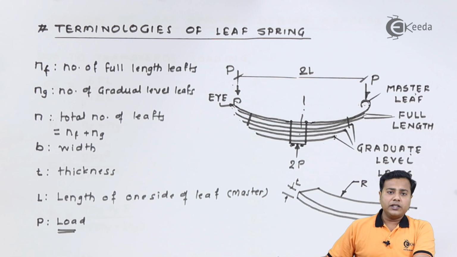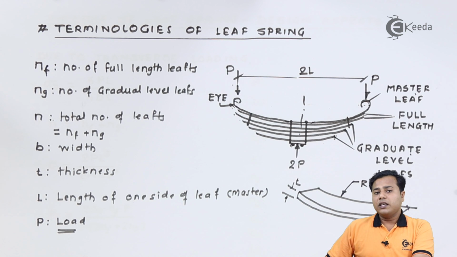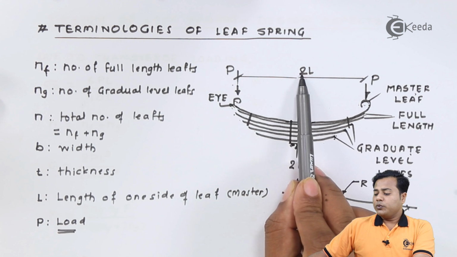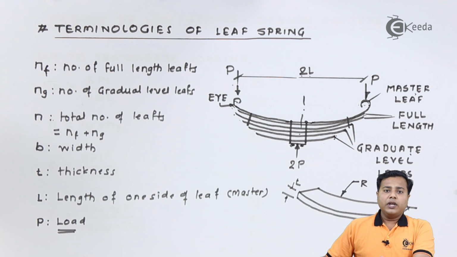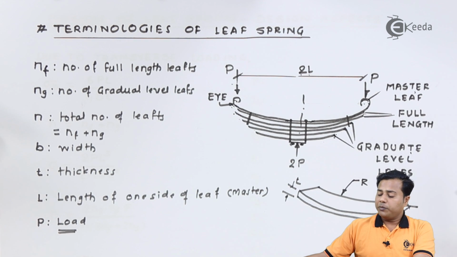Next is the center to center distance as far as the master leaf spring is concerned. It is assumed that 2L is the length, so accordingly the parameters will change. If L is 100 mm, the center to center distance will become 200 mm, and so on. So these are the important terminologies.